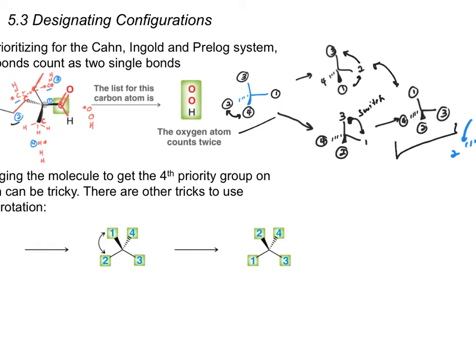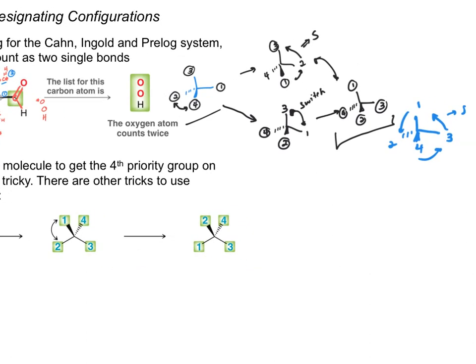1 to 2 to 3 is going counterclockwise, so this would be what? S, right? If we look at this guy too, and going from 1 to 2 to 3, what are we doing? Same thing. It's S, regardless. You can rotate it, you can manipulate it, or you can switch and then switch. You'll get the exact same configuration regardless.